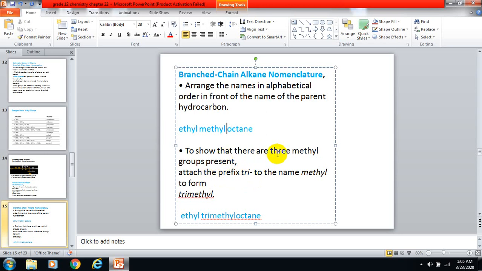So if there are 3 methyl groups present, we will use the tri prefix with the methyl name to form trimethyl. Ethyl trimethyl octane.